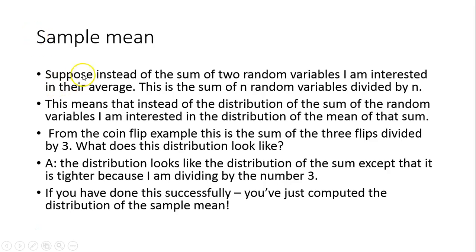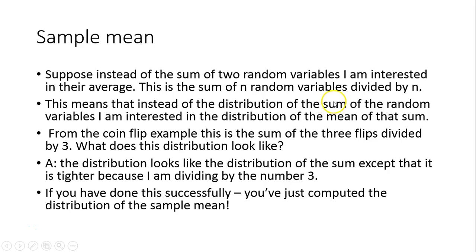Let's move on. The sample mean. This is called the sampling distribution in the book, but this is the distribution of the sample mean, okay? Suppose instead of taking the sum of 2 random variables, I'm interested in their average. This is the sum of n random variables divided by the number n. So if n is 2, if I just sum 2 random variables, I have to divide by the number 2 after I sum them. Okay.